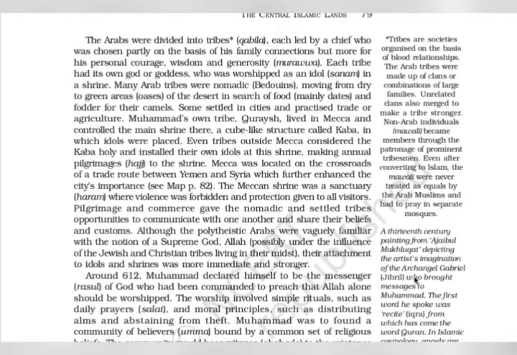Tribes are societies organized on the basis of blood relationships. The Arab tribes were made up of clans or combinations of large families. Unrelated clans also merged to make a tribe stronger. Non-Arab individuals, Mawali, became members through the patronage of prominent tribesmen. Even after converting to Islam, the Mawali were never treated as equals by the Arab Muslims and had to pray in separate mosques.